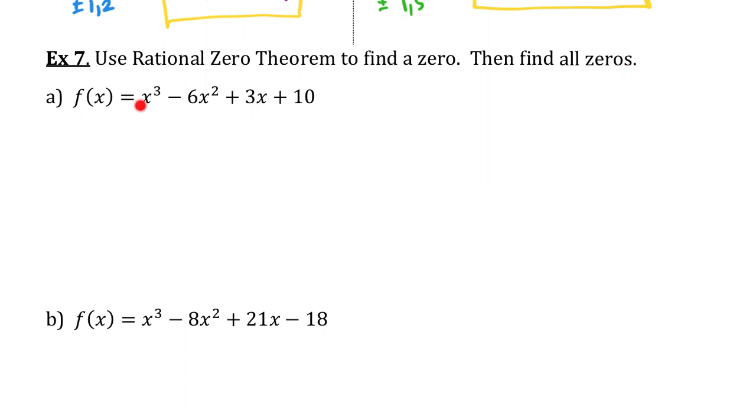Now you could try to group this first. This would be x squared times x minus 6. This would be 1 times 3x plus 7. There's no common factor, so grouping does not work. But it doesn't hurt to check because grouping is a lot less work.